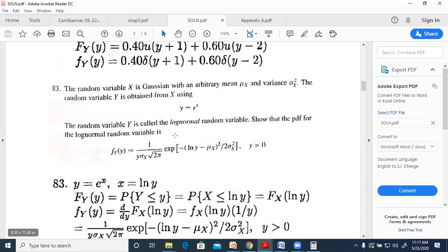Okay, so we are given y is equal to e to the power of x, so x will be log of y. So F_Y(y) will be P(Y less than or equal to y). In place of this, we need to write X less than log of y, and this is nothing but F_X of log of y. And this is the CDF, and the PDF will be the differentiation of the CDF, that is the PDF of the original one times the internal derivative of ln y, that is 1 by y, right?